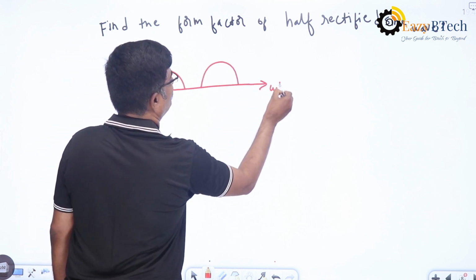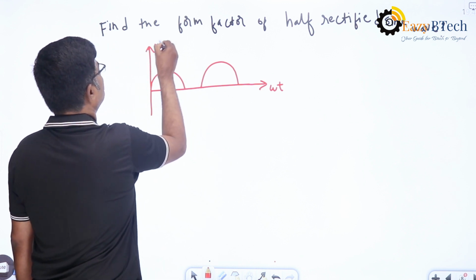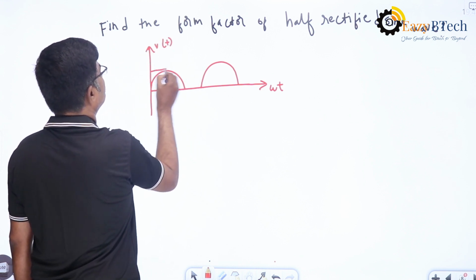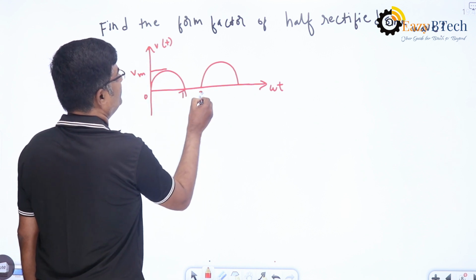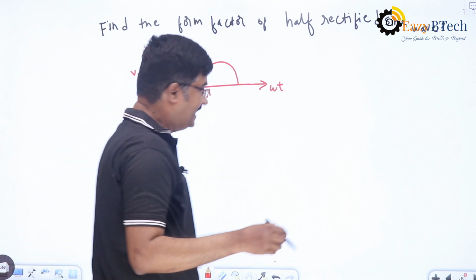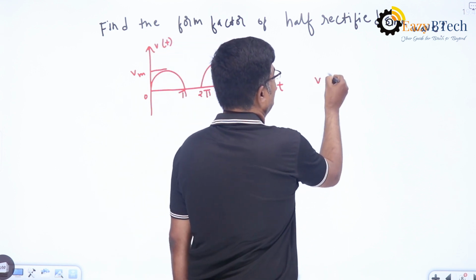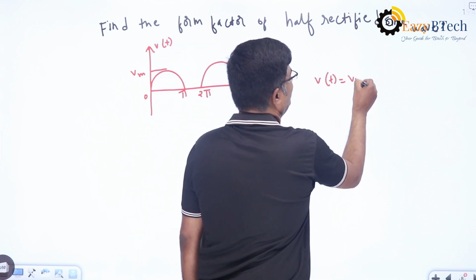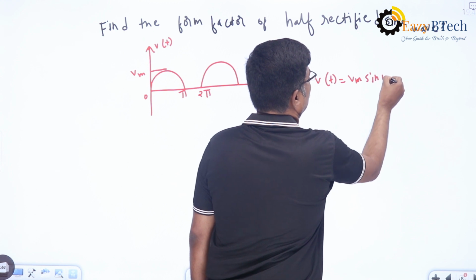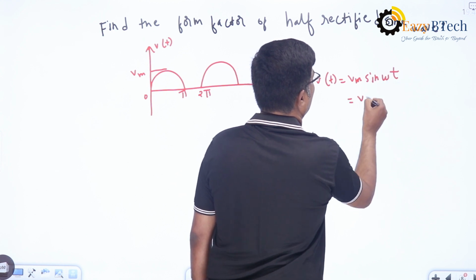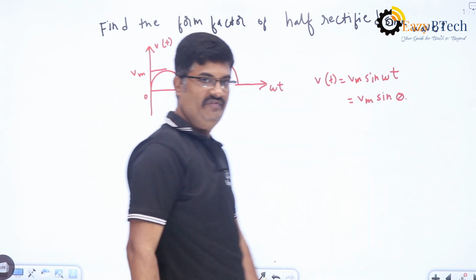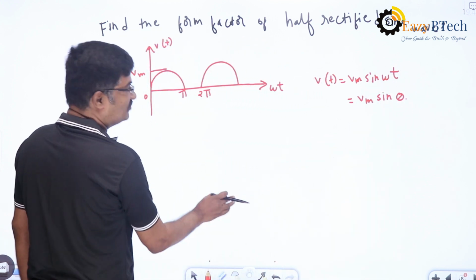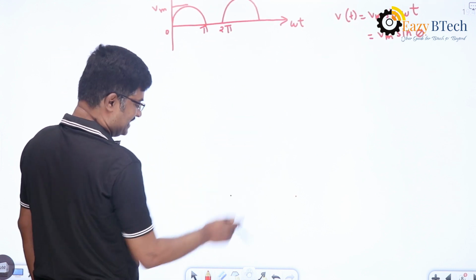So once again this is equal to omega t. This is V of t. This is Vm, 0, pi, 2 pi. Here he has not given any function, so I am writing my V of t is equal to Vm sine omega t, which is nothing but simply Vm sine theta. So here I should find the value of average value as well as the RMS value.